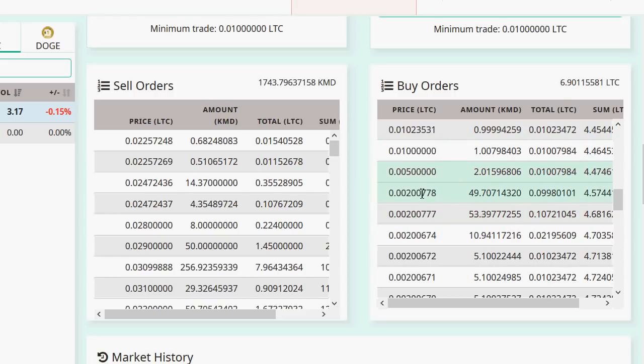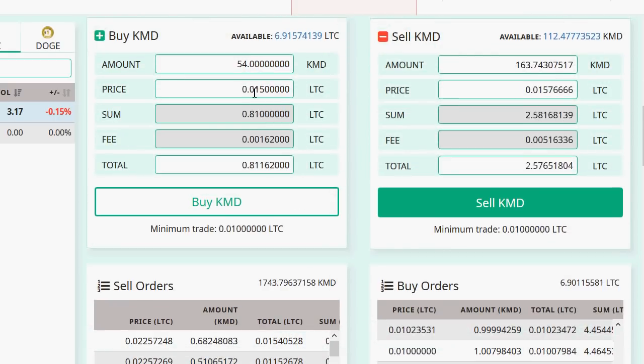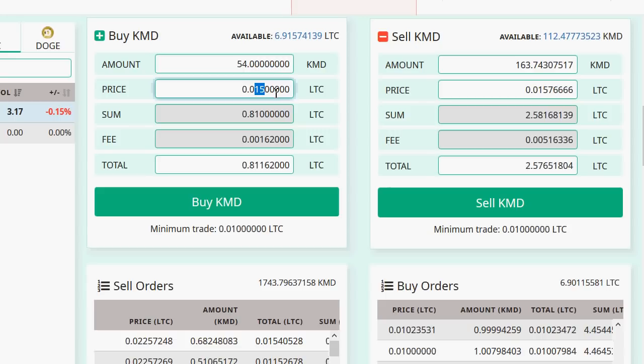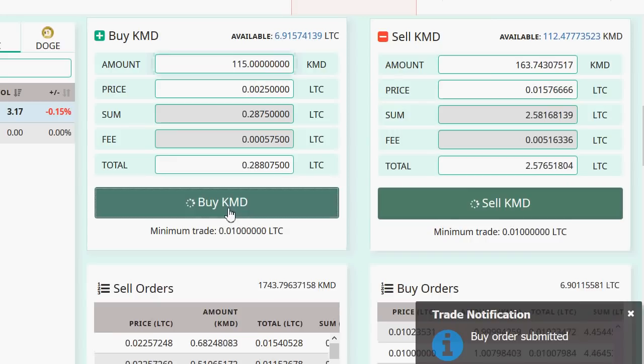So here we got that number there. So let's go 0.025. And when you go so low, just type in what you own and you see how low it is. 112 or 115. It cost me 0.28. That's not much at all.